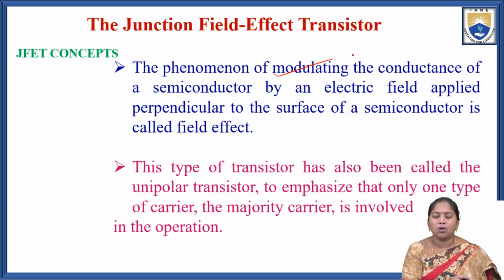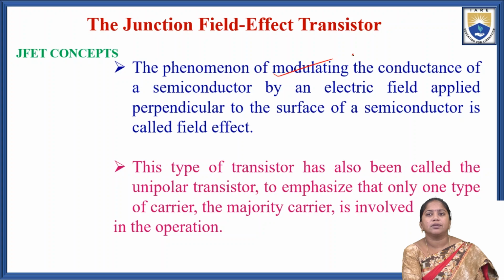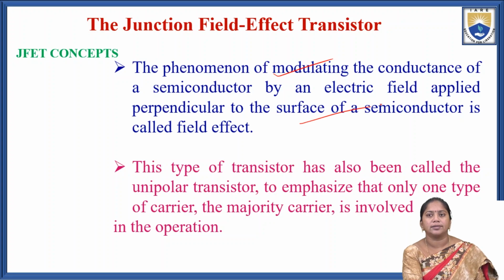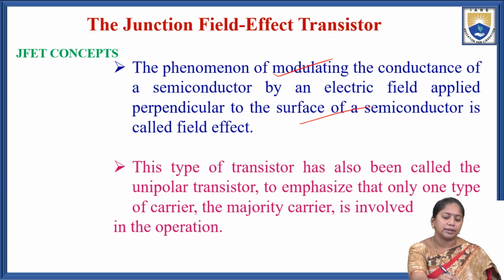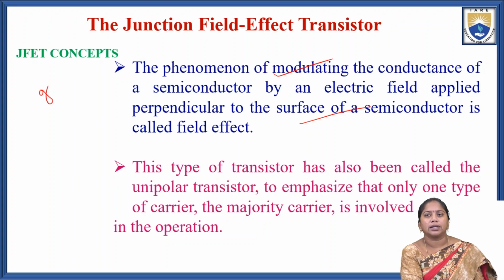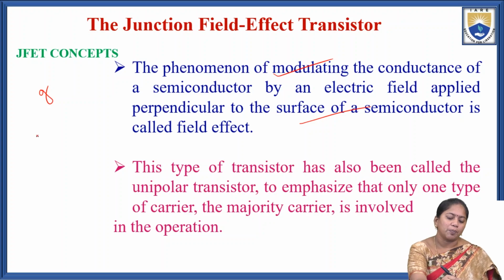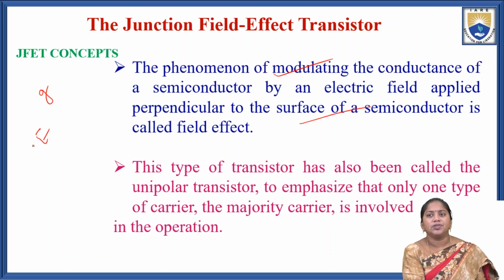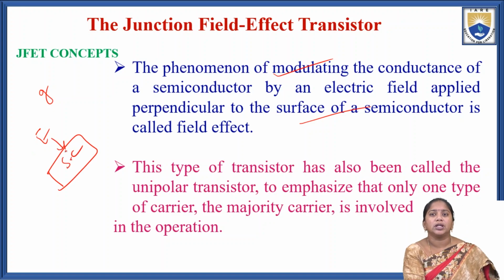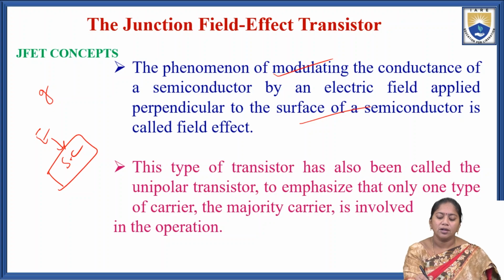The phenomenon of modulating the conductance of a semiconductor by applying an electric field which is perpendicular to the surface of the semiconductor is called the field effect. Conductance is G. The phenomenon of modulating the conductance of a semiconductor by applying an electric field E perpendicular to the surface of the semiconductor is known as the field effect.